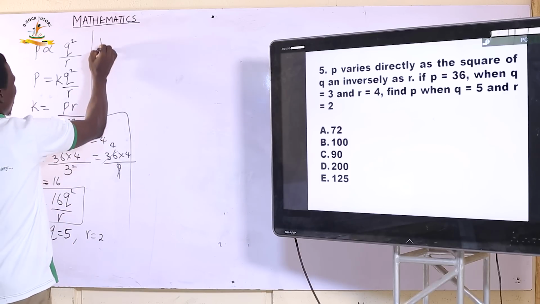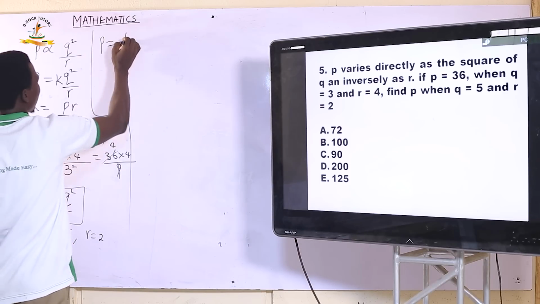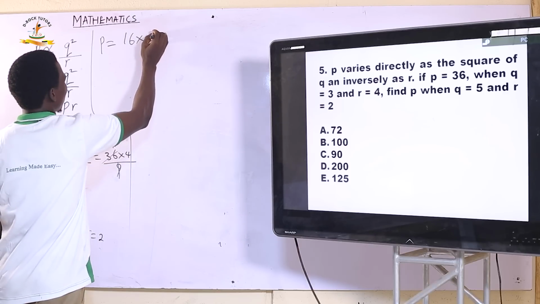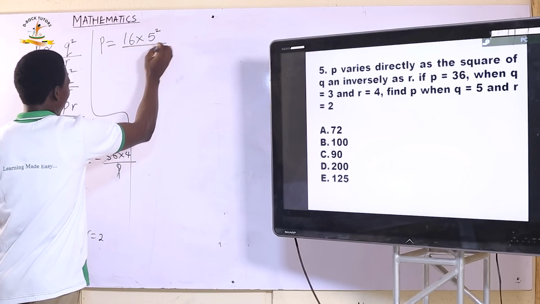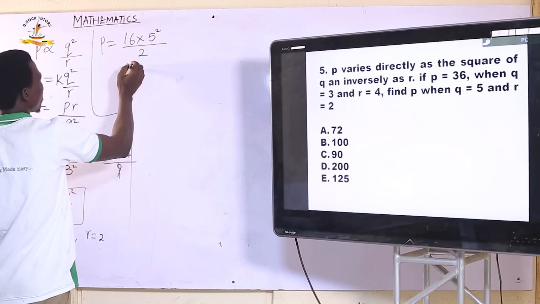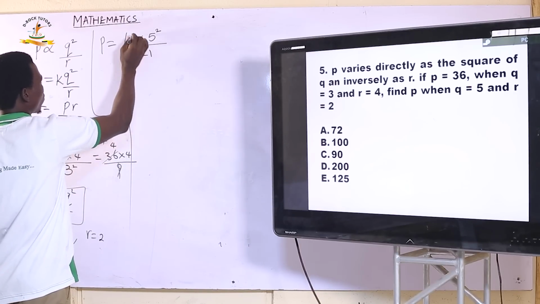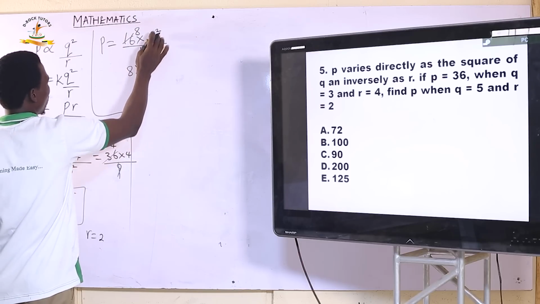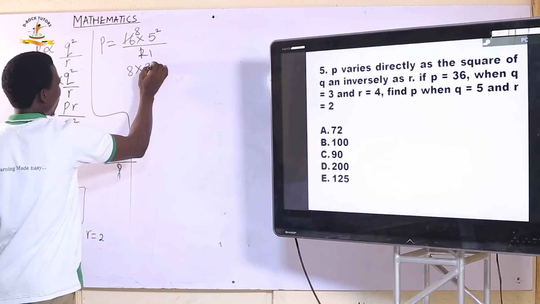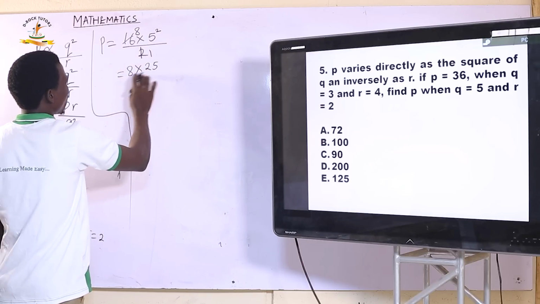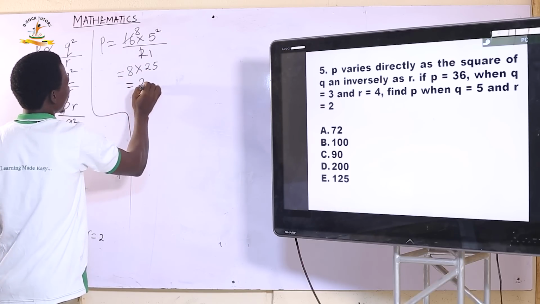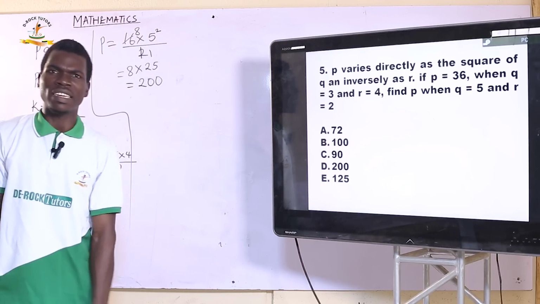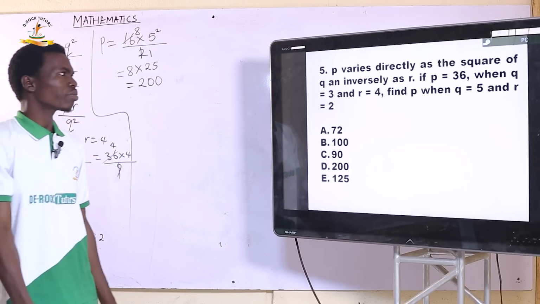So I'm going to have P equals 16 multiplied by Q, which is 5. But the question says 5 squared, so all by 2. And what does it mean? It means I'm going to have 2 here, 1, 2 here, it is 8. So I'm going to have 8 times, we all know 5 squared is 25. And if you multiply 8 by 25, you're going to have 200. So the correct option here is option D. Go to the next question.